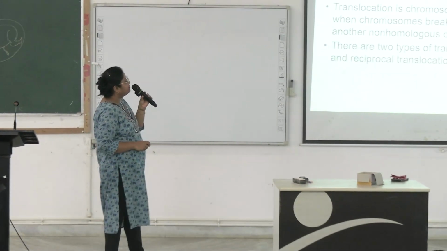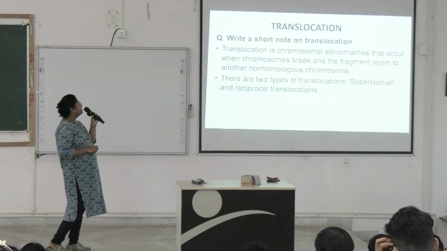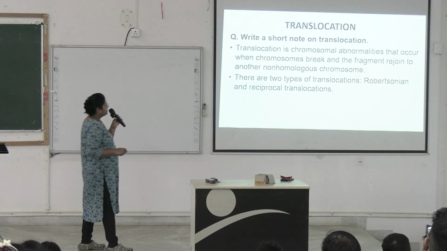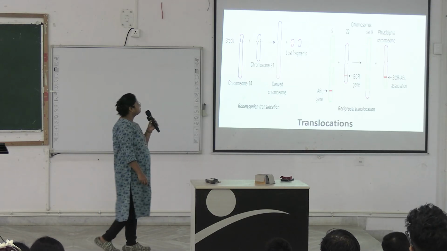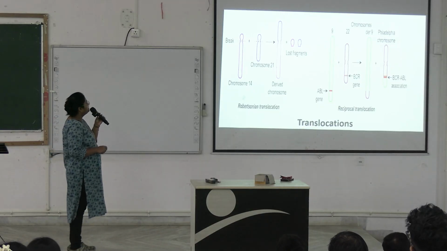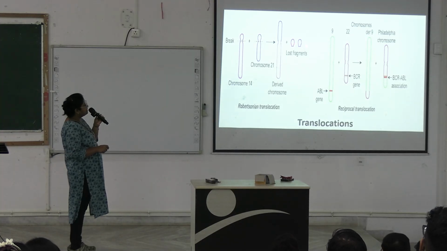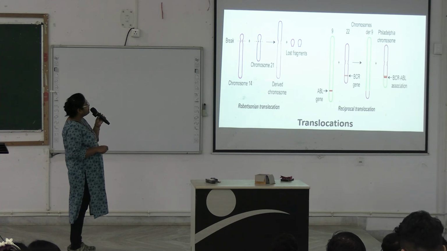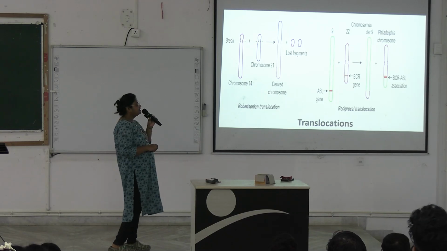Translocation is a chromosomal abnormality that occurs when chromosomes break and the fragment rejoins to another non-homologous chromosome. There are two types of translocations, Robertsonian and reciprocal translocations. See here, this is Robertsonian translocation. This is chromosome 14, this is chromosome 21. These small fragments are lost, and the long arms of these two chromosomes join together to form one derived chromosome. This is known as Robertsonian translocation.